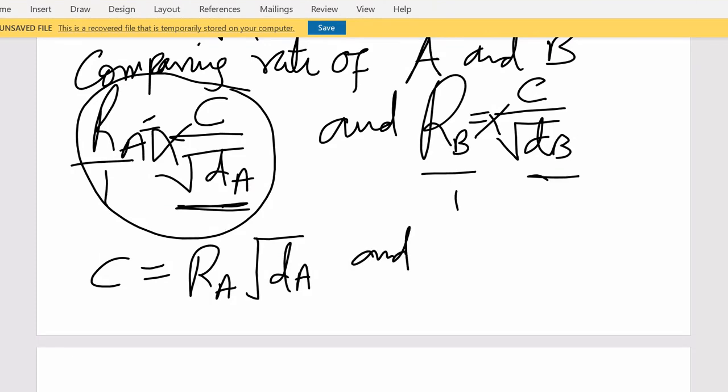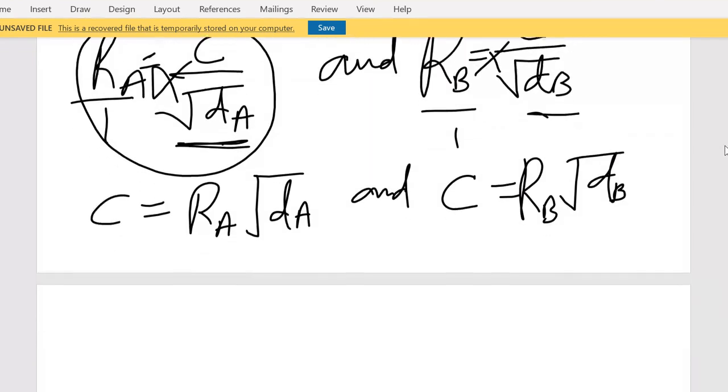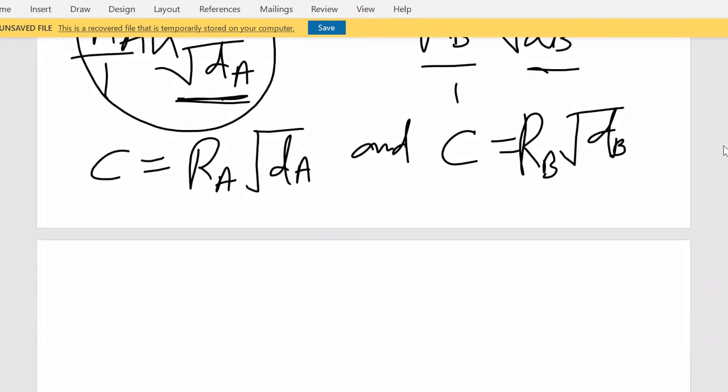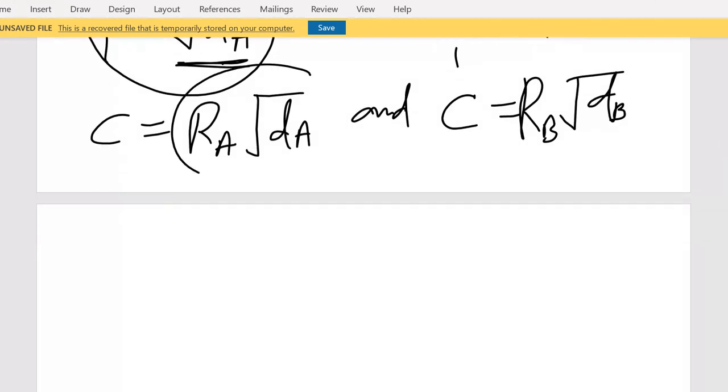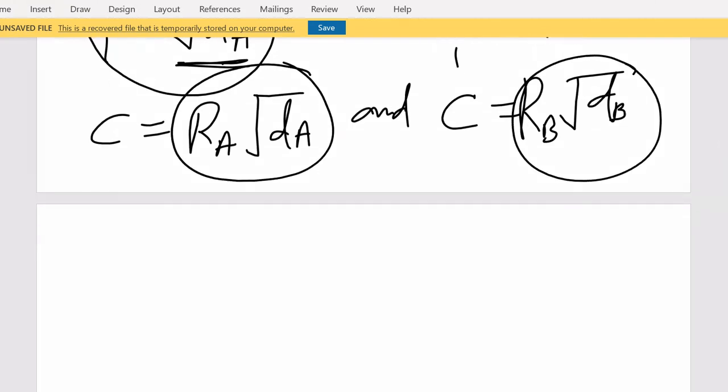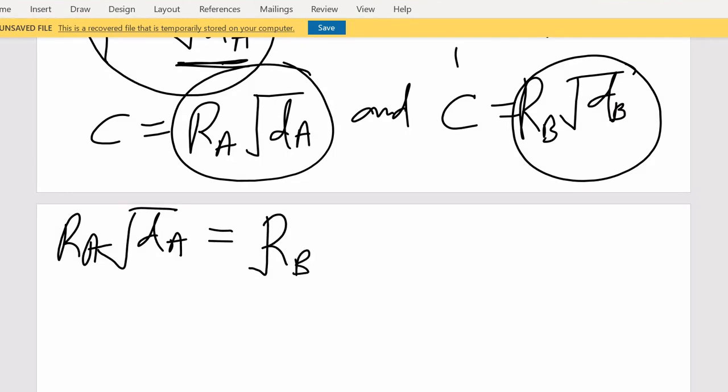And C will be RB root dB, density of B. Now at this point, you can see both in A and in B, C is common. And it means this one is equal to this one. So we can express it and say RA root dA is equal to RB root dB.